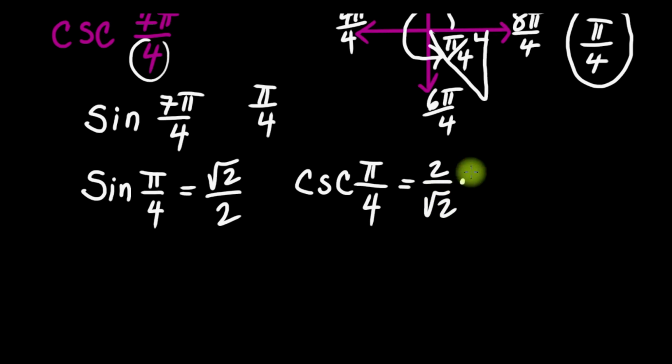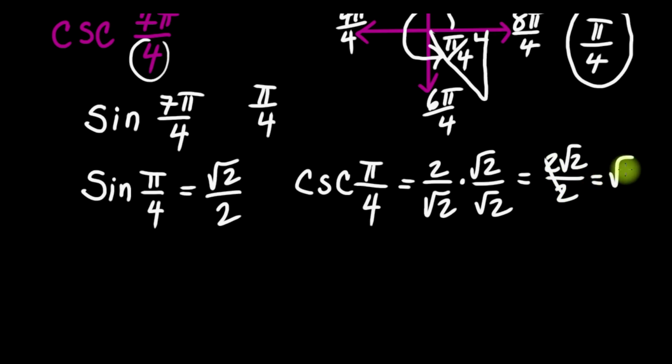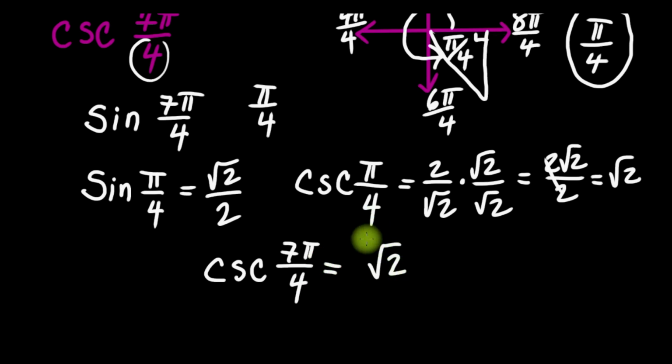When you rationalize this, it's just root 2. So 2 root 2 over 2 gives you root 2. So cosecant of pi over 4 is root 2, but here we're looking for cosecant of 7 pi over 4. That's in the fourth quadrant. So it's still root 2, but because it's in the fourth quadrant, the root 2 is going to be a negative number. So it's going to be negative root 2.